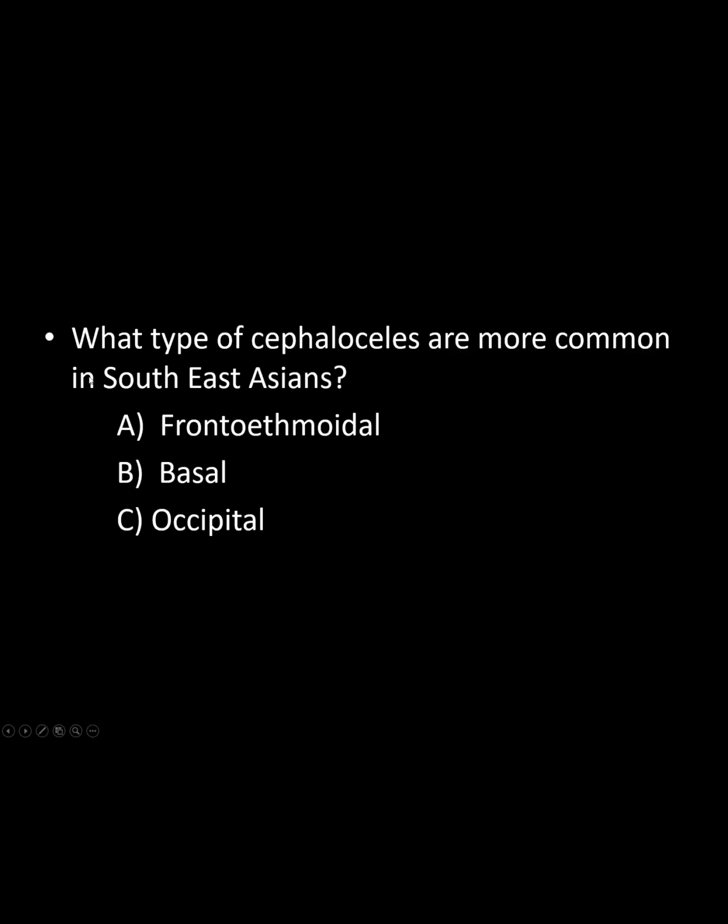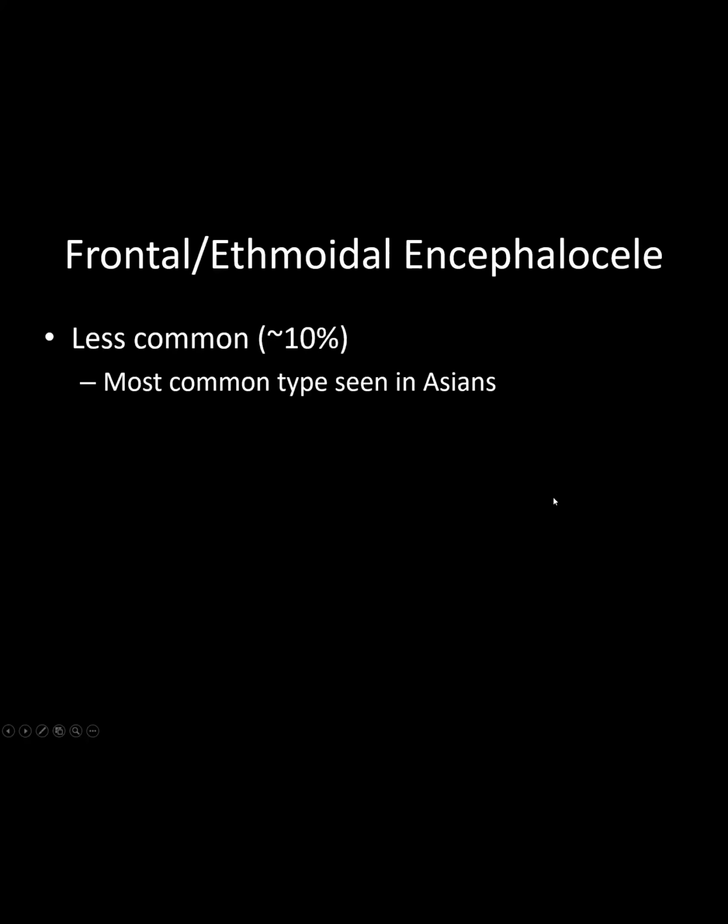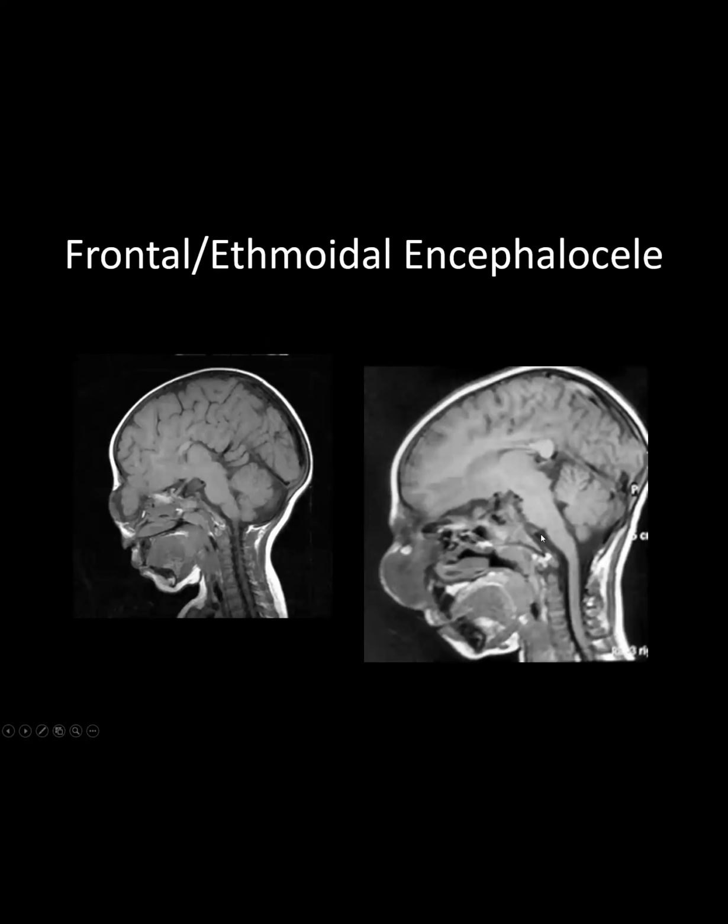Can you see it? Okay. So what type of cephalocele is more common in Southeast Asians? We just talked about the occipital. That's more something you might see with people with a Caucasian background. Frontoethmoidal encephalocele involves your midface and your anterior skull base. That's less common, but you see that more with Southeast Asians. These are some examples of that. You can see there's a defect in the anterior cranial fossa floor with brain parenchyma herniating out. This is one example of that.